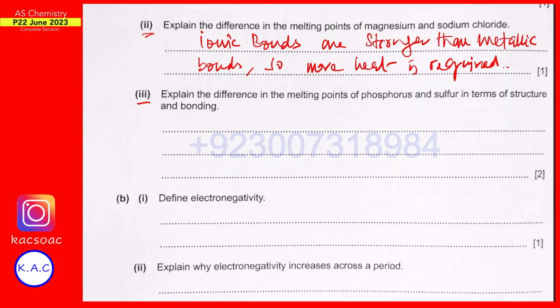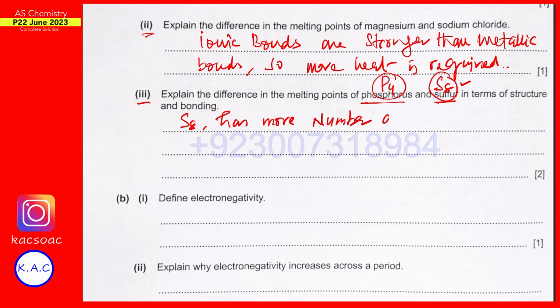Part 3: explain the difference in the melting points of phosphorus and sulfur in terms of structure and bonding. You know the formula of phosphorus is P4 and the formula of sulfur is S8. Sulfur has more atoms in its molecule than phosphorus, and both are simple covalent molecules. It means that S8 has more electrons than phosphorus, that is P4.